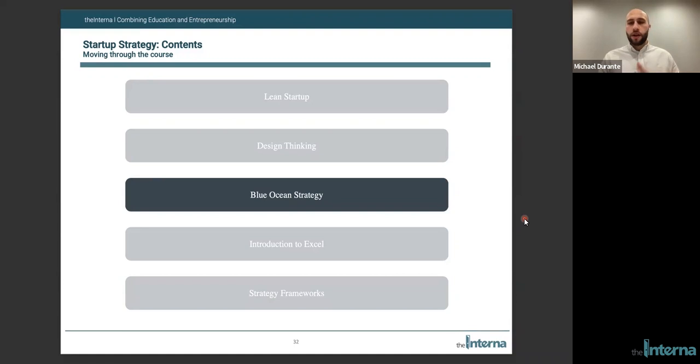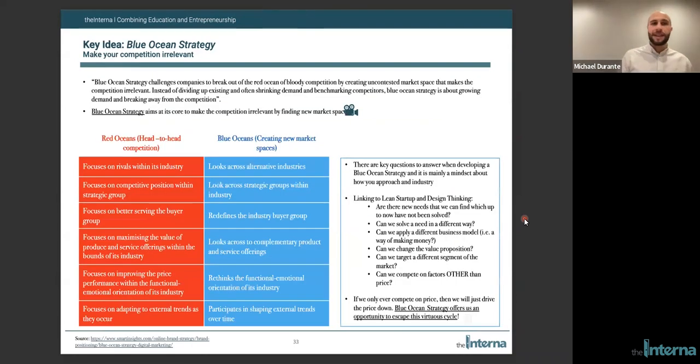I'm not sure if any of you have read it or have come across the term or have watched any videos or any lectures on it. But the key idea of blue ocean strategy is to make your competition irrelevant. Now, number one, what does that mean? And number two, wouldn't that be an amazing thing to get to, and how can we actually get there?